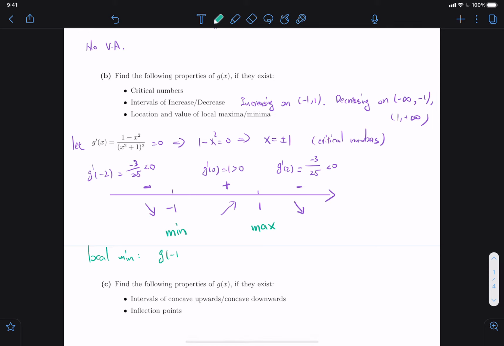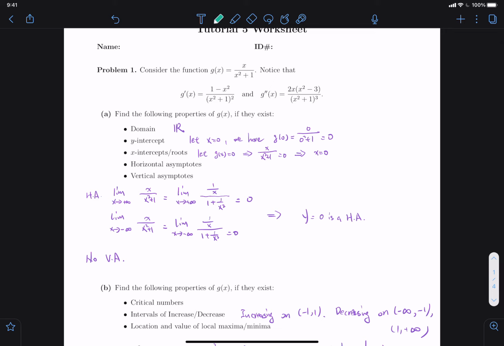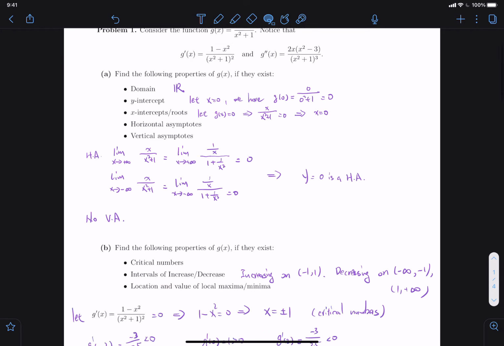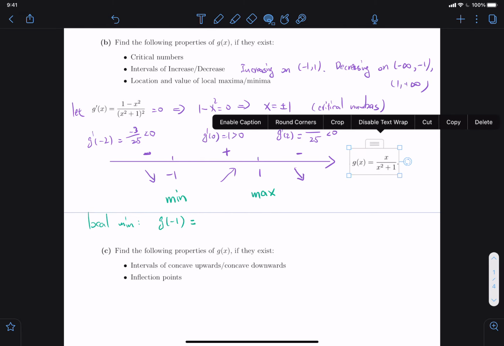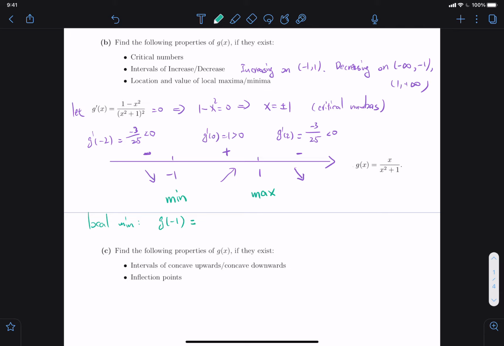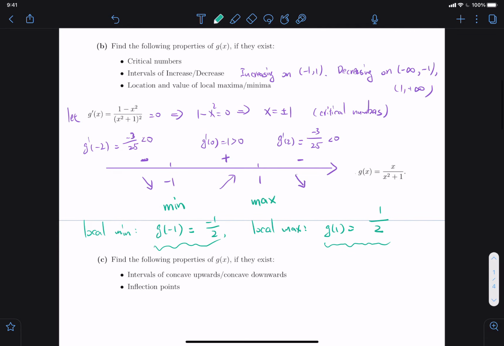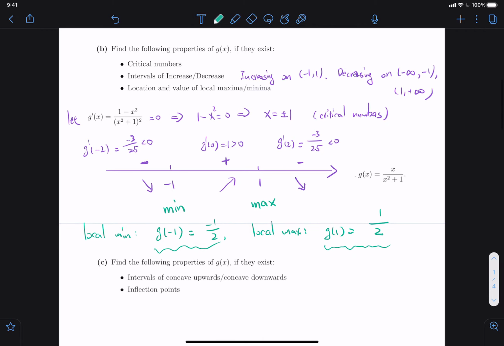g(-1) is equal to plugging -1 into the function g(x), that is -1 over 1 plus 1, that is -1 over 2, okay? And the local max, that is g(1), right? That's 1 over 2, okay? So that is part B. And now let's move on to the next part.